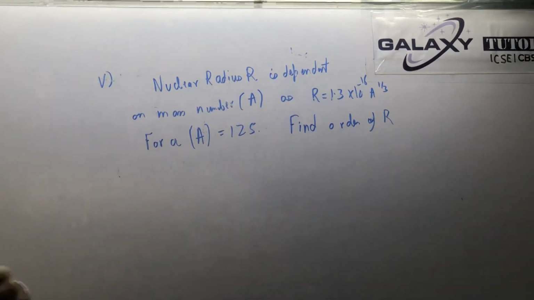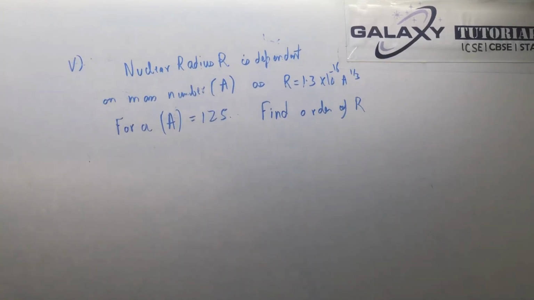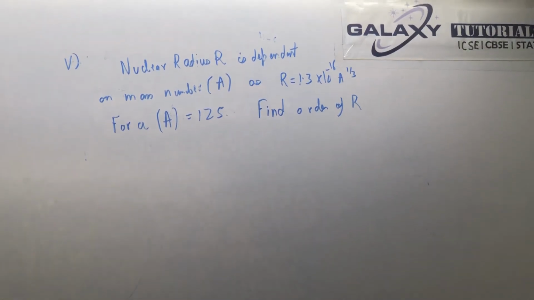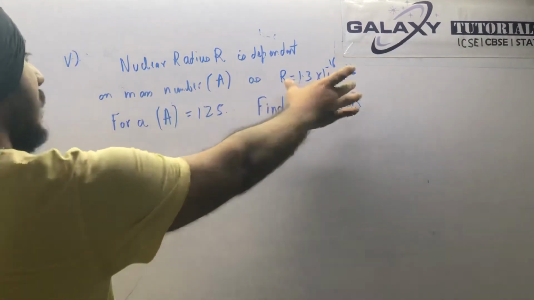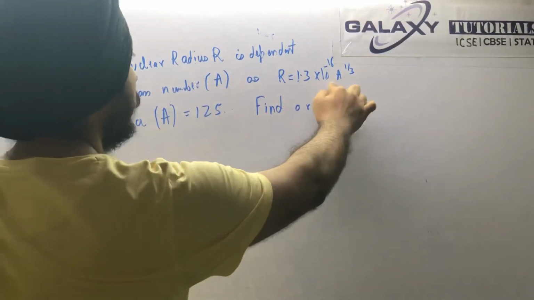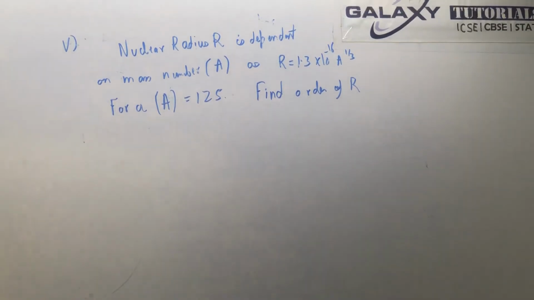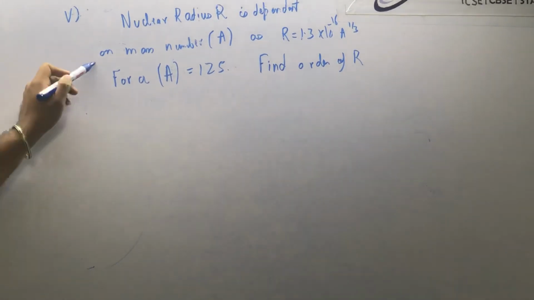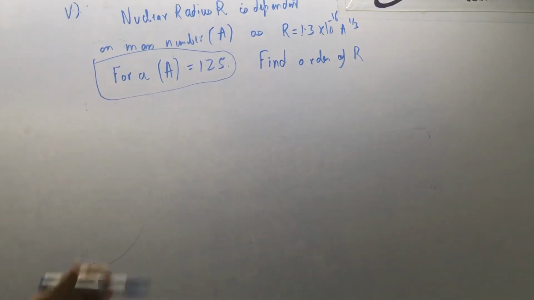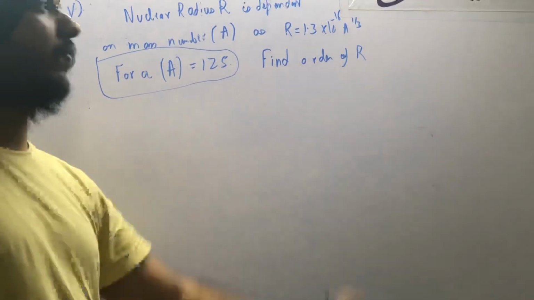Okay, we will see one more question of similar type. So they have given that nuclear radius. Nuclear radius means in an atom the radius of the nucleus, that is at the center. The relation between the nucleus radius and the mass number of that atom is R is equal to 1.3 into 10 raised to the minus 16 into A raised to the power 1 by 3, where A is the atomic mass number. Now they have given us that there is an element whose atomic mass number is 125. We have to find its radius, and after finding the radius, we have to find the order of the radius.